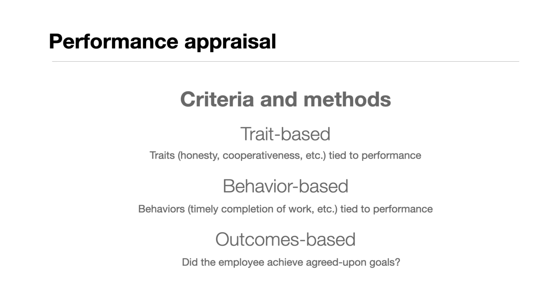Trait-based methods seek to connect specific traits inherent in the employee to performance. Behavior-based methods focus on connecting behaviors such as timely completion of tasks to overall performance. In outcomes-based approaches, employees agree to specific goals and outcomes. The evaluation is then about whether the employee achieved those goals.